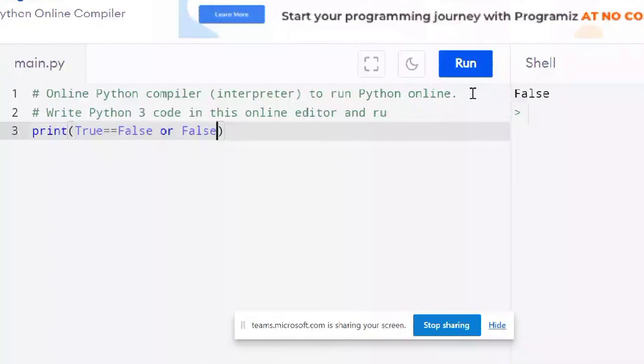Okay, sir. What happens here, Nana? True equals to false now will become false. False or false is obviously false, right? So you get the false. Okay, everyone? Yes, sir.